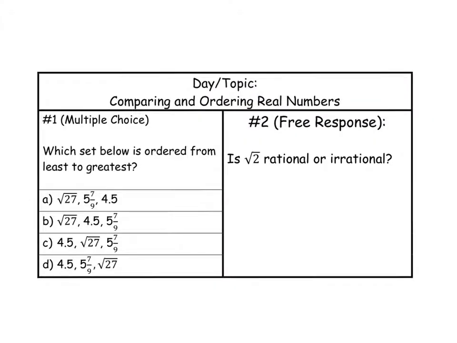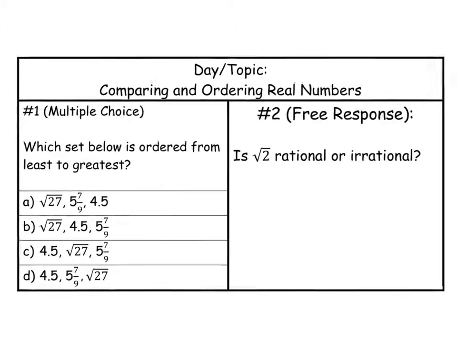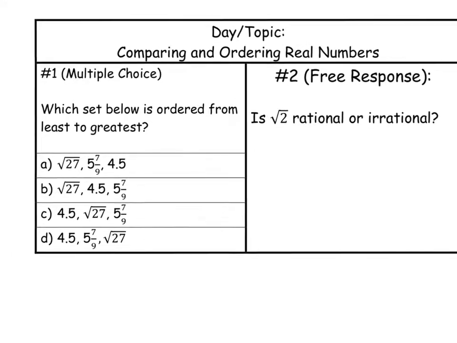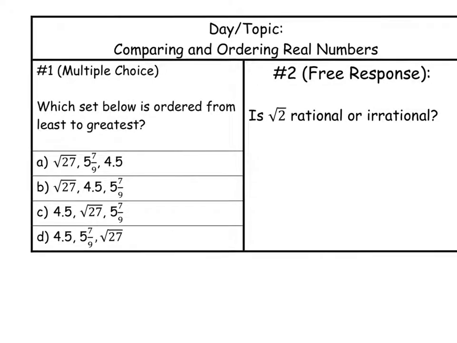Okay, now it's your turn to practice what we just did. So in question number 1, these can go on the bottom of your notes or on the back. In question number 1, which set below is ordered from least to greatest, so from smallest to largest. So we have the square root of 27, 5 and 7/9, and 4.5. So 4.5 is already a decimal, so we're going to leave it alone. I'm just going to line them up over here.